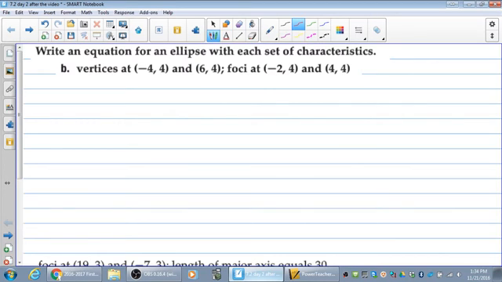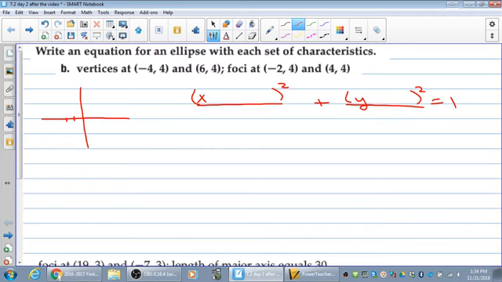Write an equation for an ellipse with each set of characteristics. So we have vertices at -4, 4. We're going to make a little sketch, but we can write quite a bit already, just knowing that we're going to write the equation of an ellipse. So we can fill in a lot of stuff. And we've got to get a few numbers. So we've got 4 numbers to get: the center, a squared, and b squared.